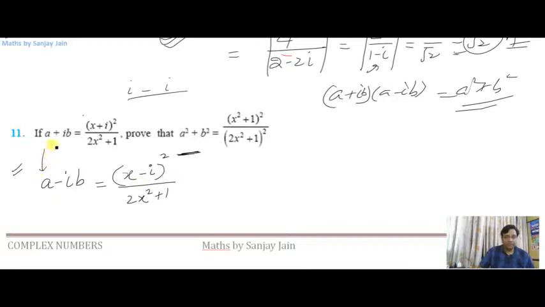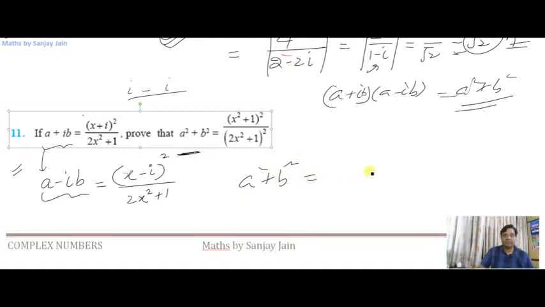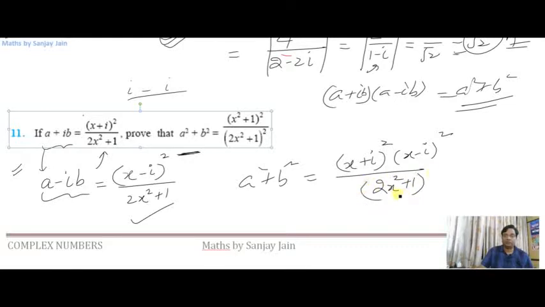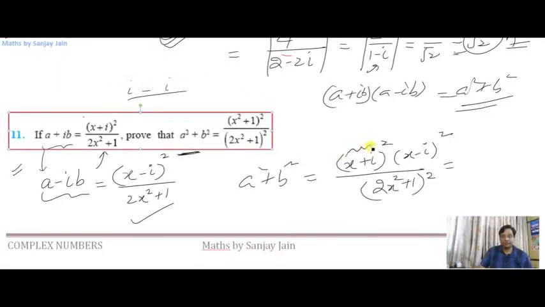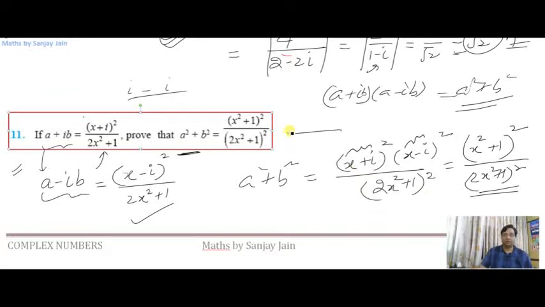So now if I multiply the left hand side with this, I'll get a square plus b square on the left hand side, and on the right hand side, if I multiply these two expressions, then in the numerator I'll have x plus iota squared into x minus iota squared, and in the denominator I have 2x square plus 1 whole square. And in the numerator, if you multiply this with this expression, what will you have? x squared plus 1 inside and whole square, divided by 2x square plus 1 whole square. So this is what you were looking for.